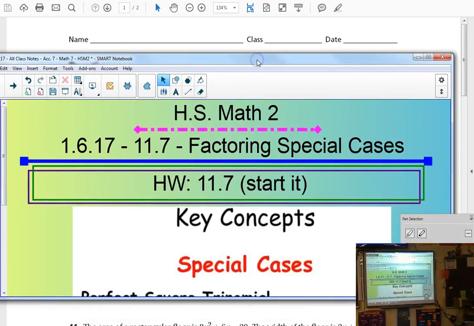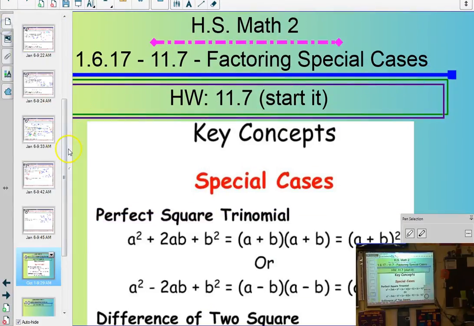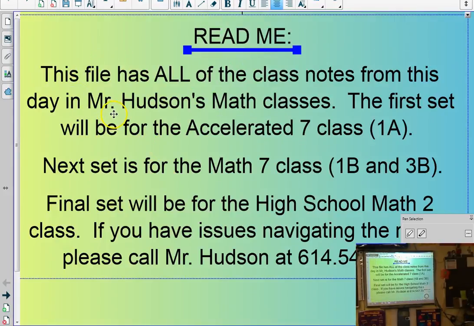When we upload notes, it's getting way too slow. For you guys it's normally okay because I'm coming back from lunch, but when I have to transition between classes and pull up a new Smart Notebook file, it's really time consuming, especially when my computer decides to not function correctly. So from now on, this will be the first page of your notes.